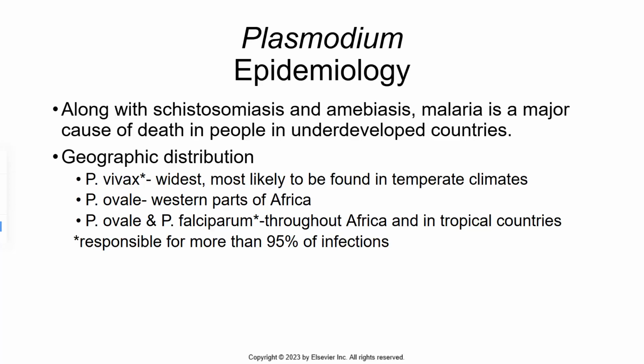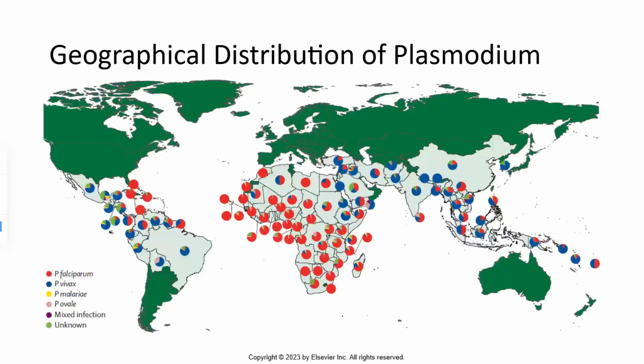Geographic distribution: Plasmodium vivax is widely distributed, most likely to be found in temperate climates. P. ovale is found in western parts of Africa. P. falciparum is found throughout Africa and in the tropical countries, responsible for more than 95% of infections. So this is a map showing the geographical distribution. You can see the different colors here, and then there are pie charts that show the percentage that you would find in the different regions. I strongly encourage you to take a look at these and determine where you'd find the different organisms.